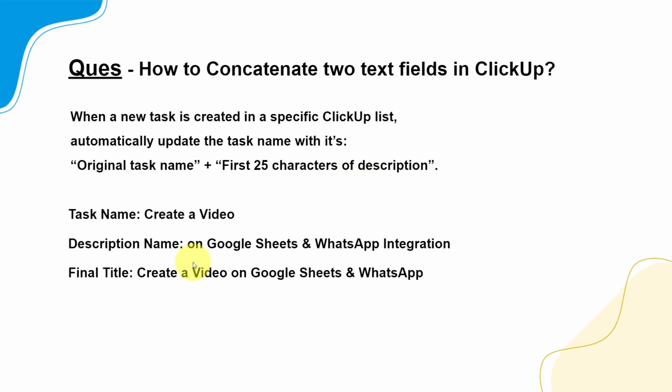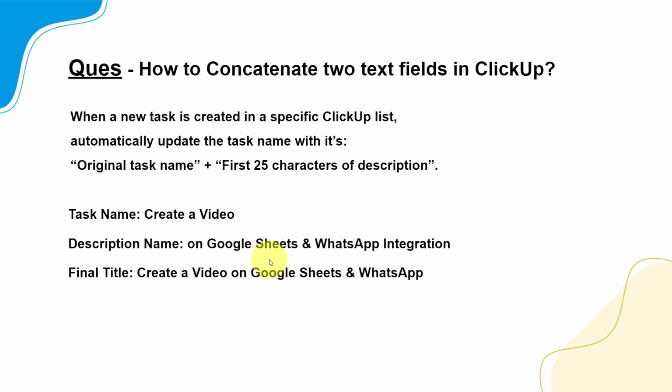So let me also explain it with an example. Assume that we have a task name as "create a video" and a description as "on Google Sheets and WhatsApp integration." So I want the final title to be updated like this. Basically it should be the combination of the task name and the description, with a condition that it should only fetch the first 25 characters from the description. So our final title will be "create a video on Google Sheets and WhatsApp."